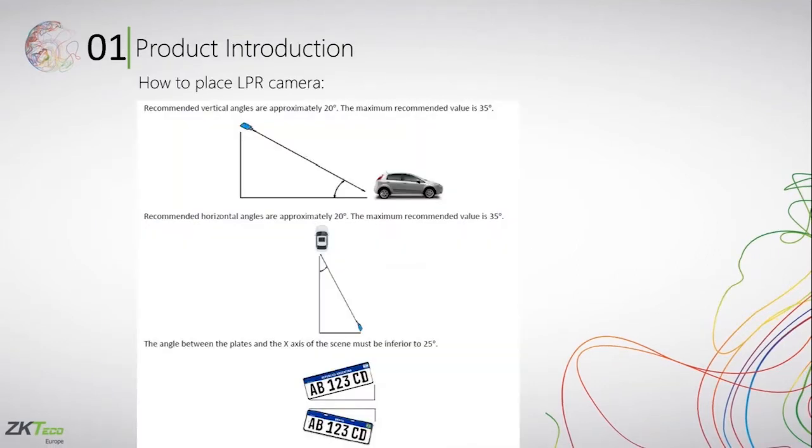Related to the plates, you need to install the camera well. This is important for sure. In the end, you are reading an external item. This is a car. So you need to install the camera well. This is a recommendation we will provide you. Install the camera at around 20 degrees, maximum 25, and not only in height but also on the side.